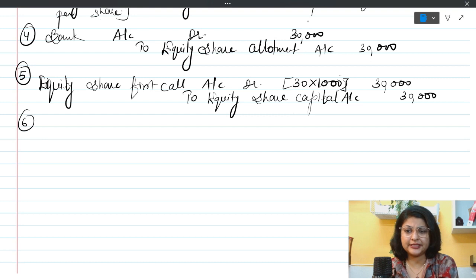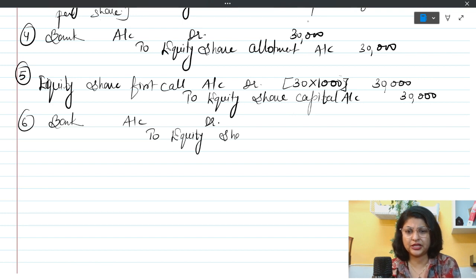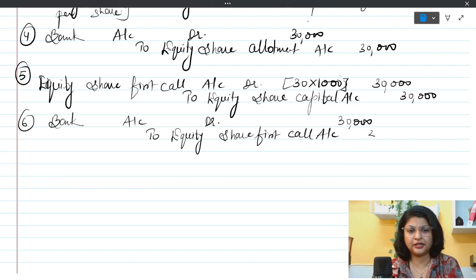Now you will receive this amount from the public. So the entry is going to be bank account debit to equity share first call account, 30,000 rupees. You receive 30,000 rupees on first call from the public.